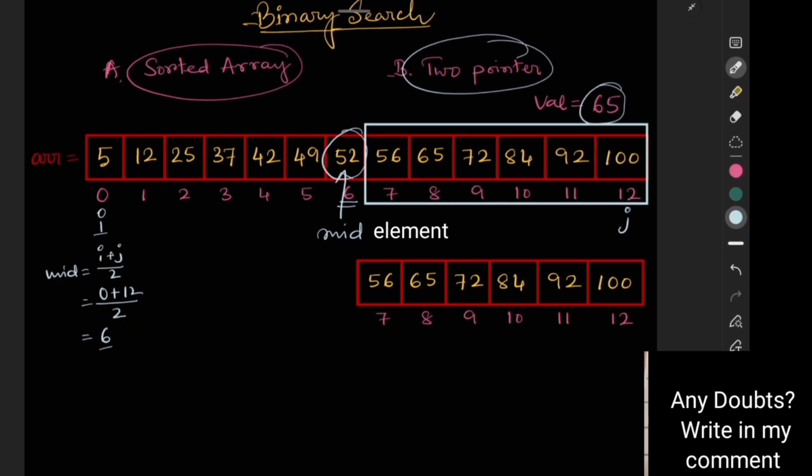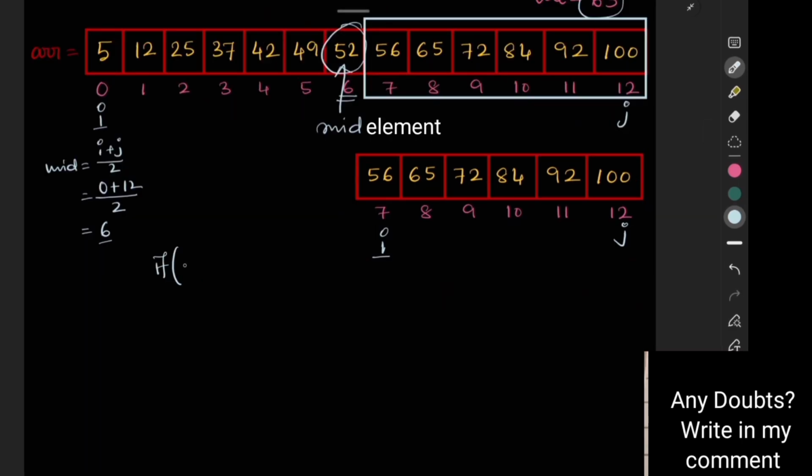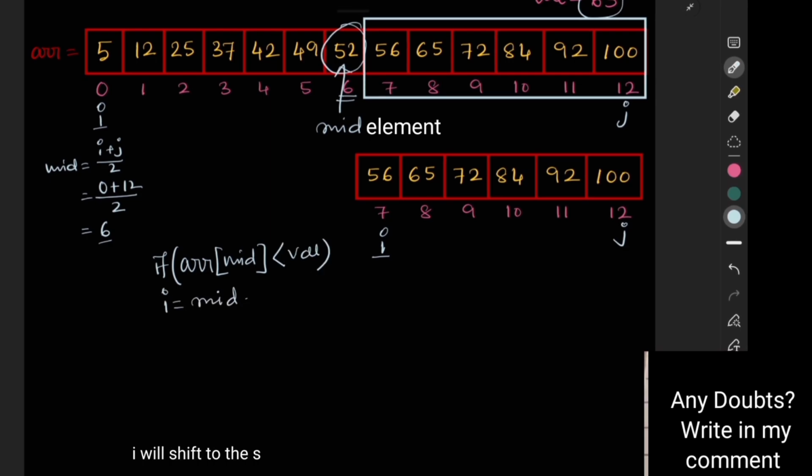Okay. So now as 65 is greater than 52, now we are shifting to the right side. So the first index of the right side is 7 and i is pointing to the index number 7, which is basically the next index of mid, and j is pointing to the last index, that means 12. Okay. So now I can say if arr of mid is less than val, that means the middle element is less than the value which the user wants to search, then I will shift to the next index of mid.